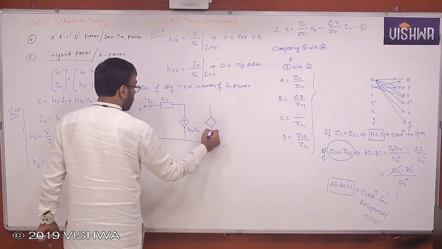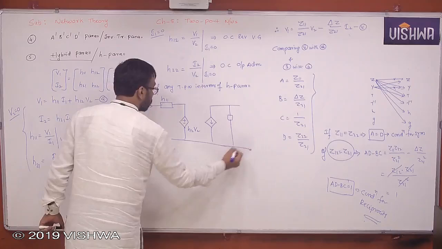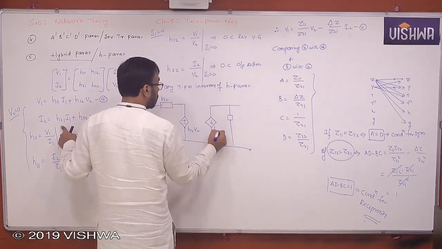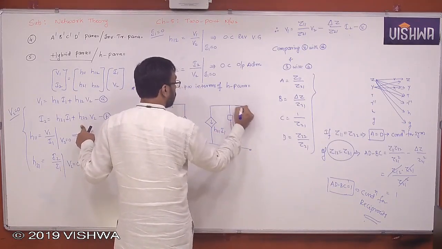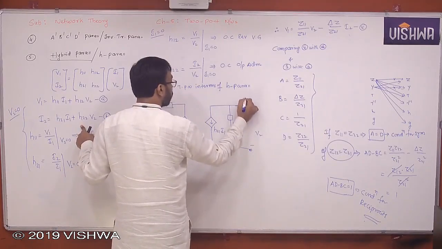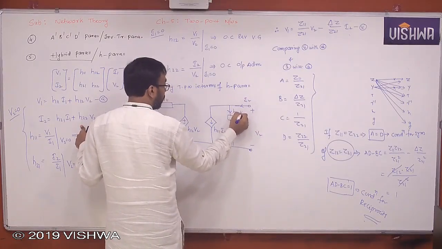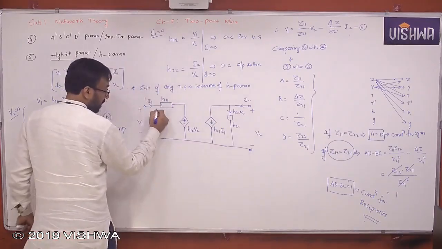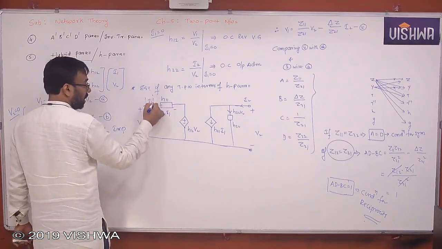Now you see it's a parallel combination on the second port. What is this value? H21 I1, and this is H22, and you got voltage V2, and this is I2. So V2 into H22 will give you H22 V2. This is one current, this is another current. The sum of these two currents will give you I2, and this will give you H21 I1. So what will you get here?